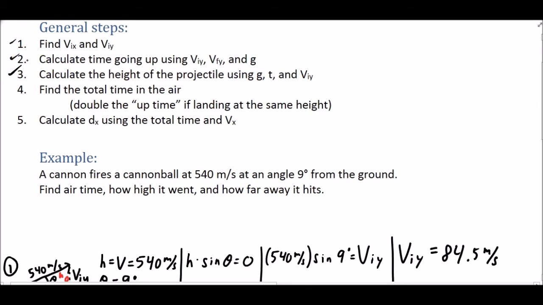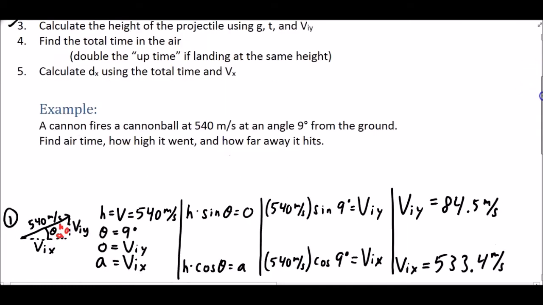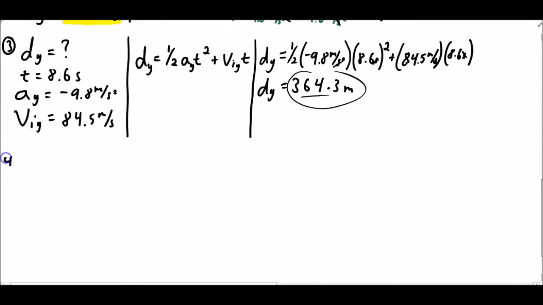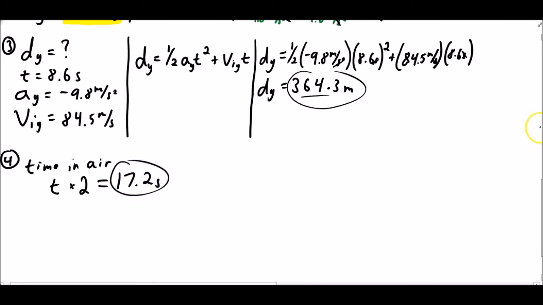Part 3 done. Part 4, total time in the air. We're just going to double the uptime. It's landing at the same height. That's exactly what this thing is doing. So part 4, the time in the air is our time up times 2. So our time in the air is 17.2 seconds. I'm done with that one. Let's go on to part 5.